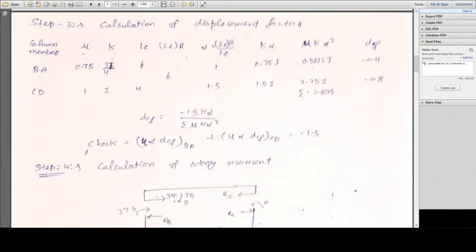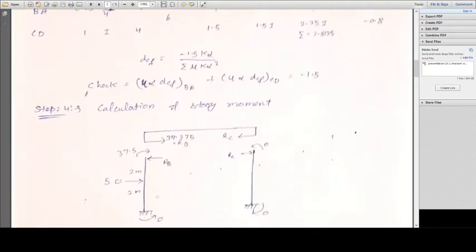The formula for calculating the displacement factor is equal to minus 1.5 K alpha for sigma U K alpha square.